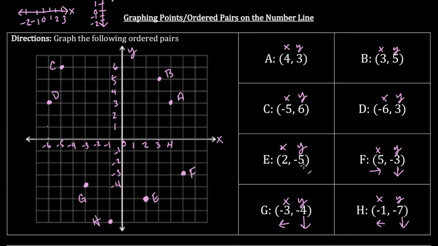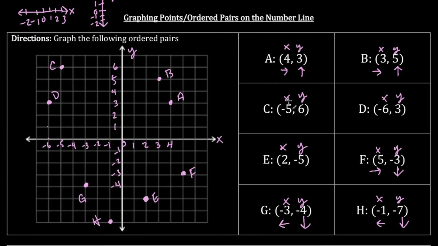Remember, if you prefer, you could have done this for all, like the arrows for everything. So on A, we went 4 to the right because it's positive, and 3 up because it's positive. Once again, both of these are positive. So x positive would be movement to the right, and y positive movement would be upwards.